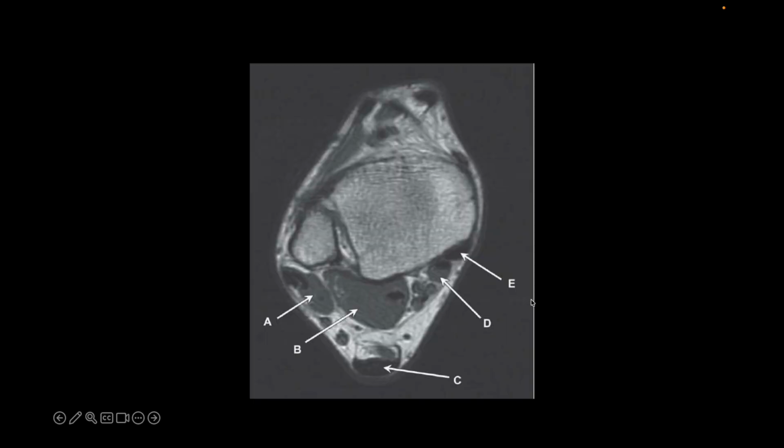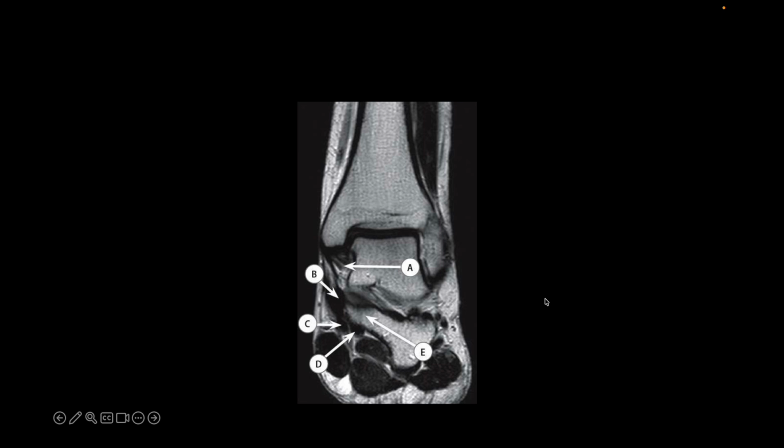We've gone through these structures. So A, again, this is your deltoid ligament. These would be your deep deltoid ligaments. This would be your superficial deltoid ligament. B, they're pointing to the tibialis posterior tendon. I think that's really hard to tell on this.